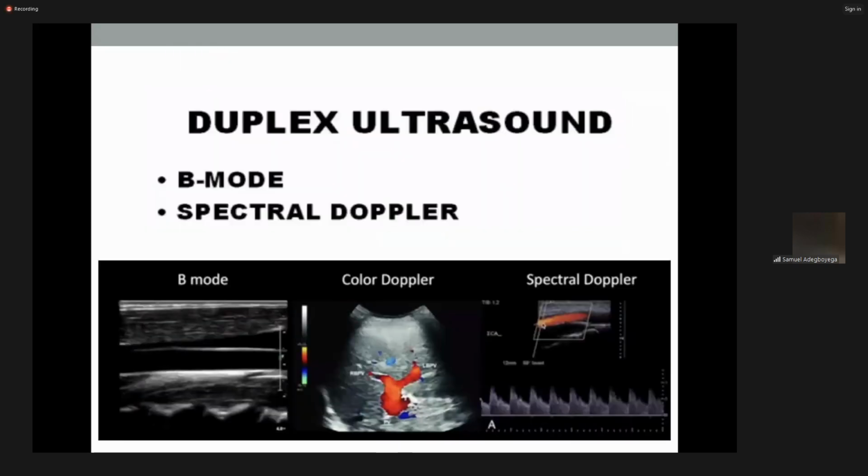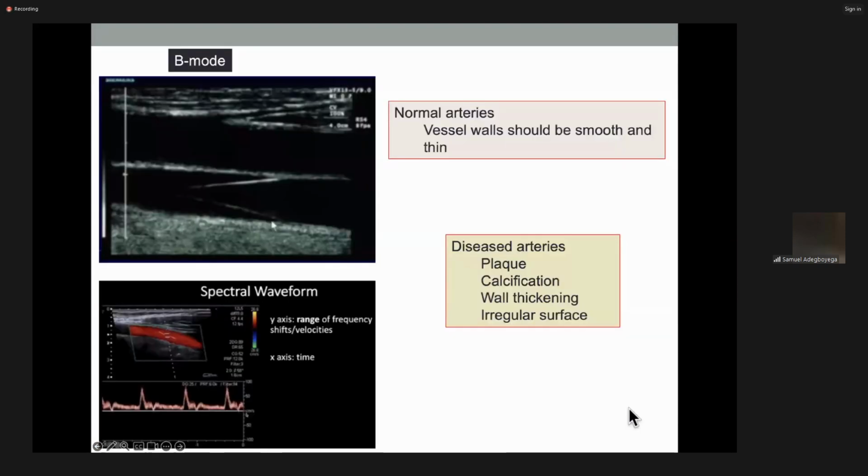Somebody has a problem with this one. This is your B mode or your gray mode, your color Doppler, because it's color. Your spectral is what gives you your velocity, those waveforms. You know that.